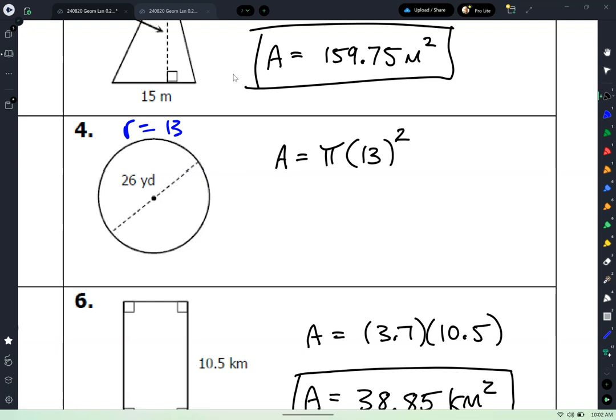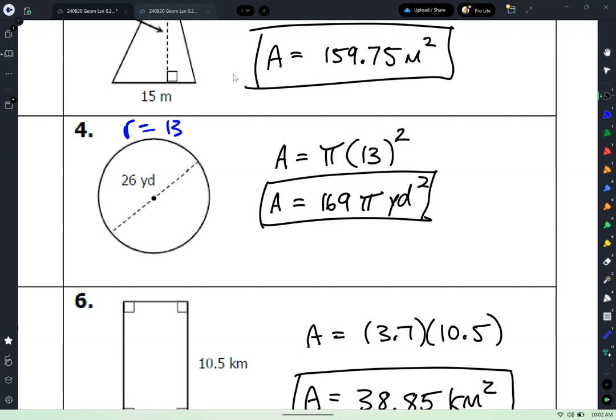Okay, now I want to show you something, okay? Because as we move forward into our three-dimensional geometry, this is the most exact answer you can get, and this is actually the answer that I want you to have on your paper, which is this. Area is equal to 169 pi yards squared. That is the most accurate answer that you can get.